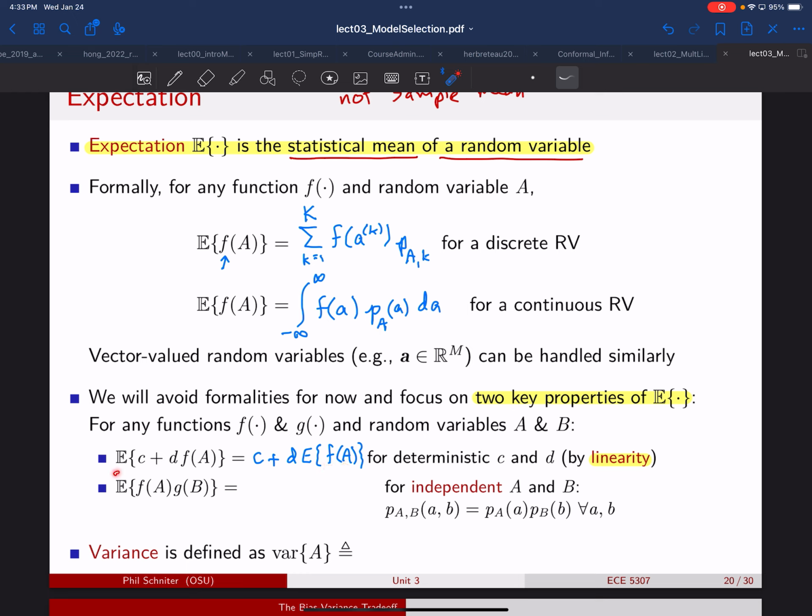Okay, so any questions on the linearity property? Is that making sense? Okay.